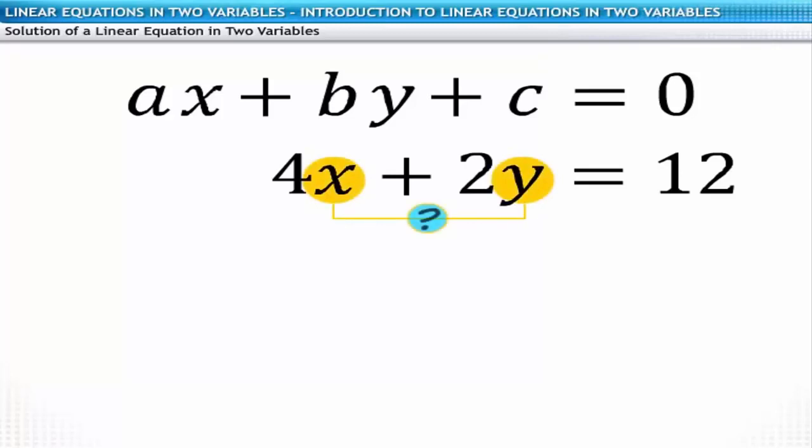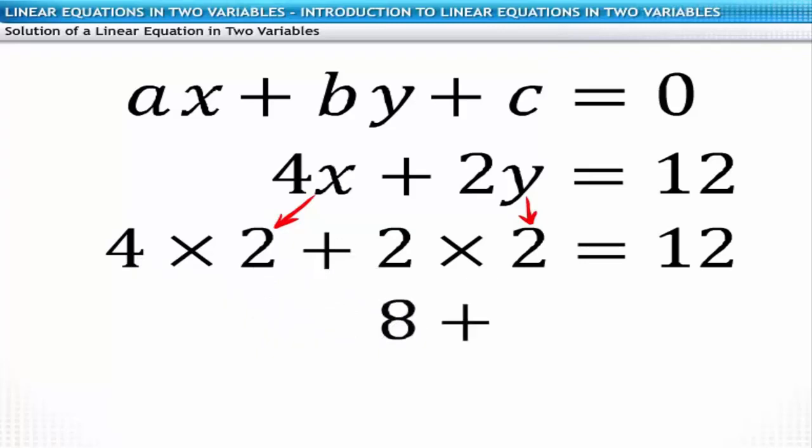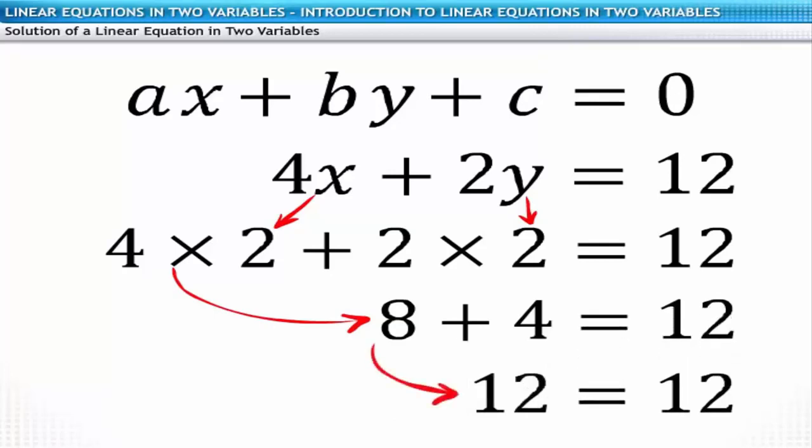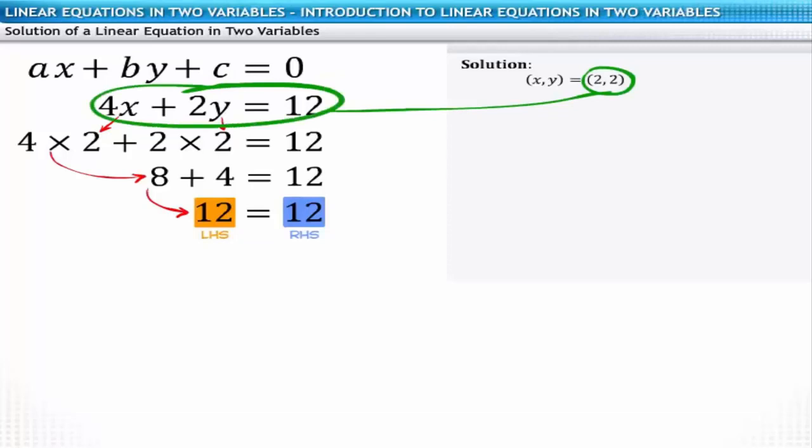For what values of x and y will the left-hand side of the equation be equal to 12? If we substitute 2 in place of x and 2 in place of y, we will get the left-hand side as 12. Let us see how it is done. Now the left-hand side of the equation is equal to the right-hand side of the equation. So we call 2, 2 a solution of the equation. In other words, we can say the ordered pair 2, 2 satisfies the equation.